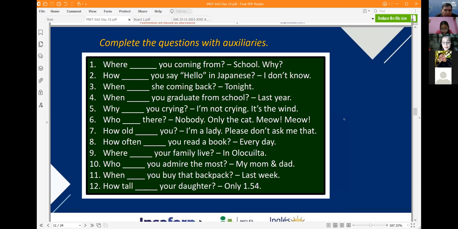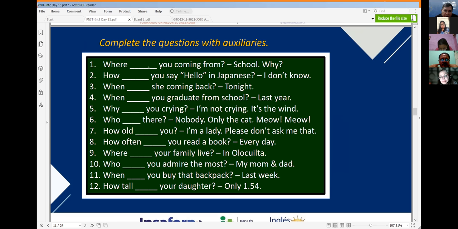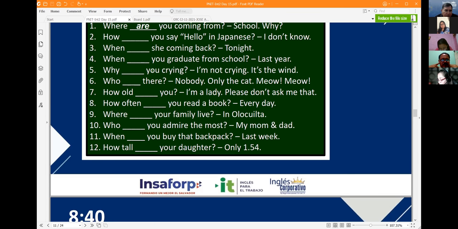For the second, complete the questions with auxiliaries. Teacher, what auxiliaries? Do, does, is, are, have, will, exactly. So auxiliaries that you consider can use. Example, where you coming from? School. Where are you coming from? Yes. Where are you coming from? Okay, and then you will complete the rest.